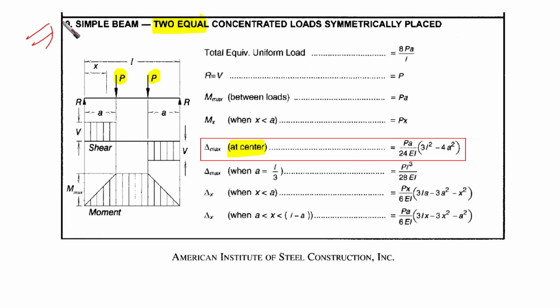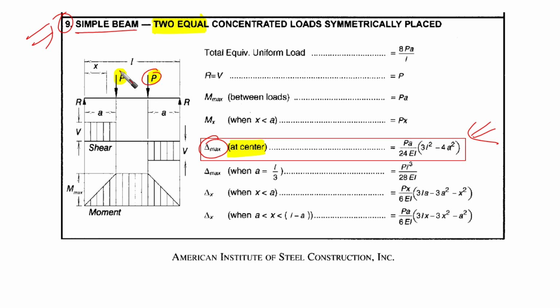Case number 9, simple beam, 2 equal concentrated loads symmetrically placed. You can find this on the table, but please do not rely on watching the video. As I said, stop the video and bring your manual and check how you can obtain it. You're going to find the deflection formula given to you here, and as you can see, it's identical for our case.